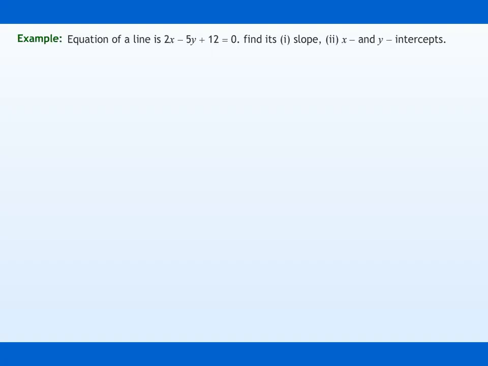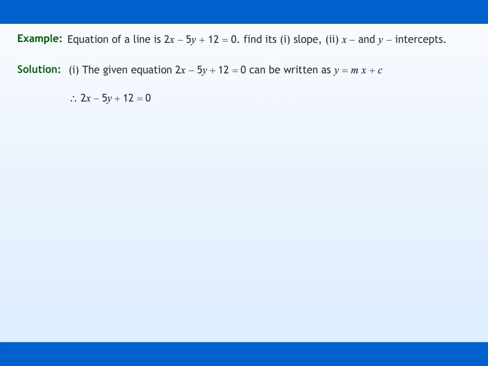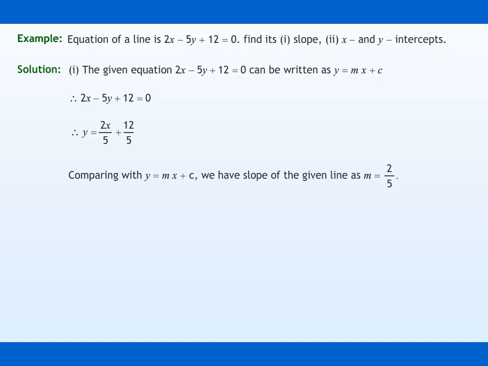Example: equation of a line is 2x minus 5y plus 12 is equal to 0. Find its slope, x and y intercepts. Solution: the given equation 2x minus 5y plus 12 is equal to 0 can be written as y is equal to mx plus c. Therefore, 5y is equal to 2x plus 12. Therefore, y is equal to 2x upon 5 plus 12 by 5. Comparing with y is equal to mx plus c, we have slope of the given line as m is equal to 2 by 5.